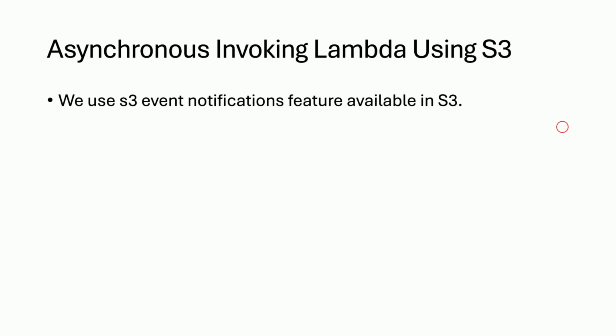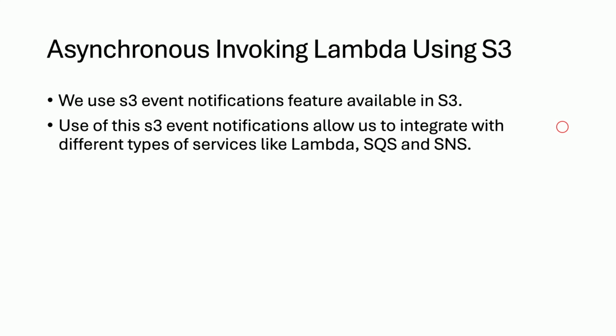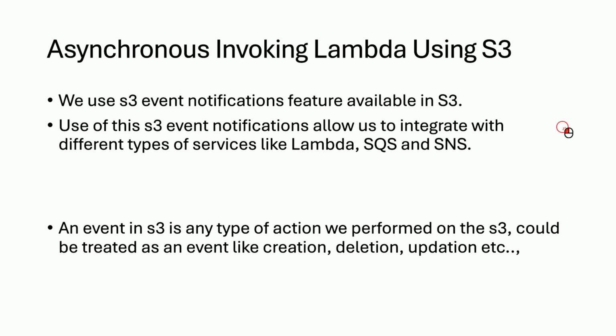Whenever you set up an S3 bucket, you will have a feature called event notifications. When you enable that feature, you will get an option to select multiple destinations. It may be Lambda, it may be SQS, or it may be SNS. So S3 event notification allows us to integrate with different types of services like Lambda, SQS, and SNS.